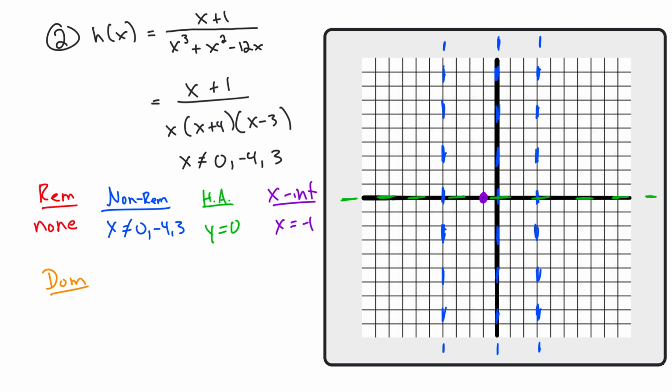The domain is going to be -∞ to -4, union -4 to 0, union 0 to 3, union 3 to infinity. All right.